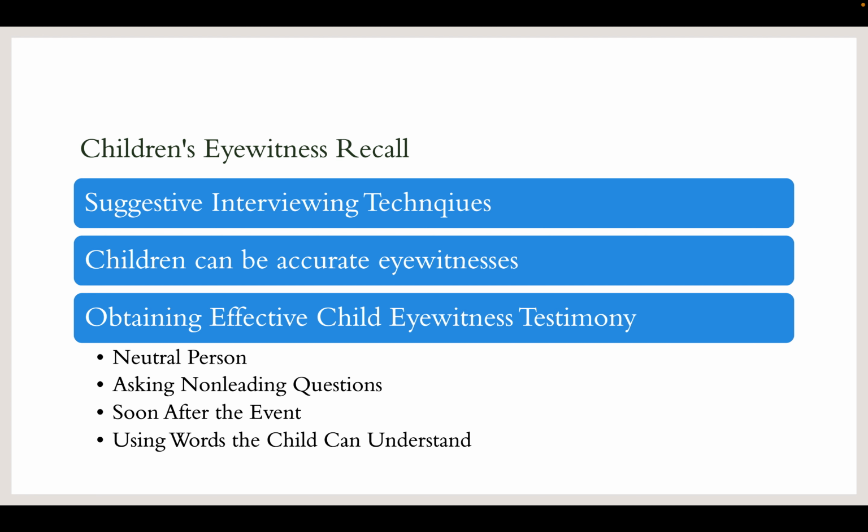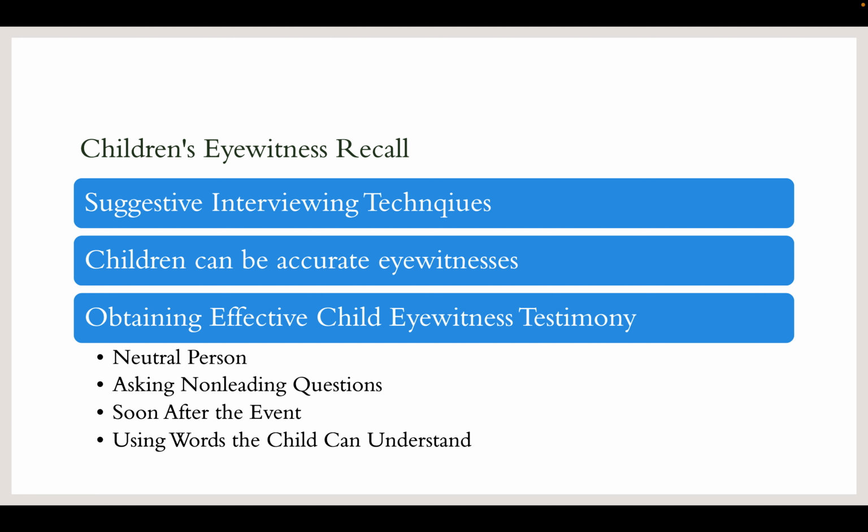So if we can't really trust eyewitness recall of adults, can we trust eyewitness recall of children? And this is especially true when children are reporting child abuse. The problem when it comes to eyewitness recall is that often suggestive interviewing techniques are used, like leading questions, or they are given several examples, and if what happened to them wasn't in those examples, they may just pick one of them, that sort of thing.